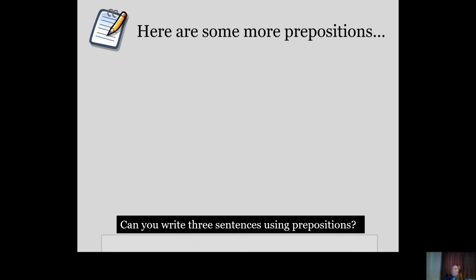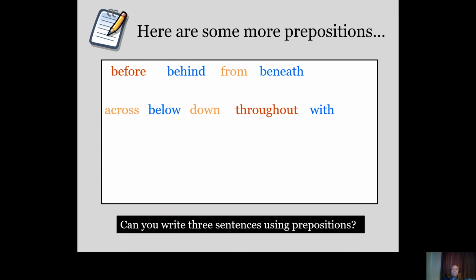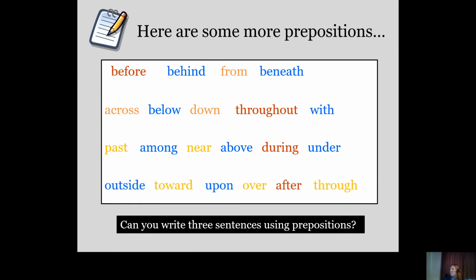Okay then, some more prepositions. Before, behind, from, beneath, across, below, down, throughout, with, past, among, near, above, during, under, outside, toward, upon, over, after, through. An activity for you here. Can you write yourself 3 sentences using a preposition in each one? Feel free to pause me whilst you're doing that. Just have a go.